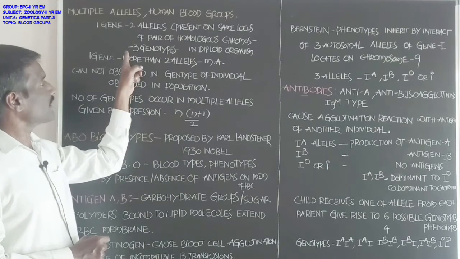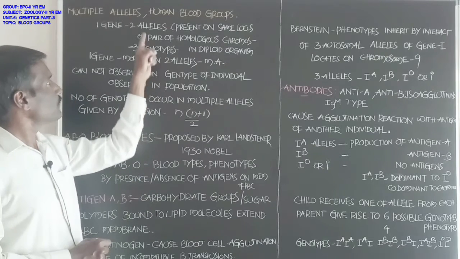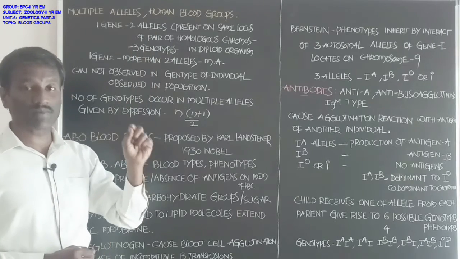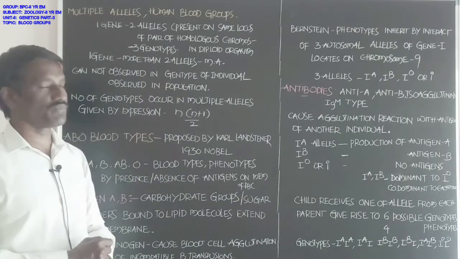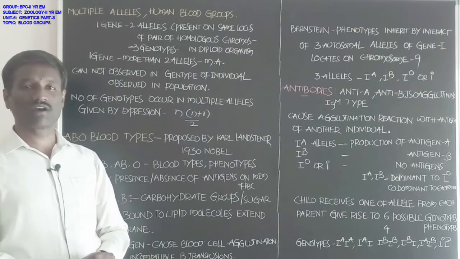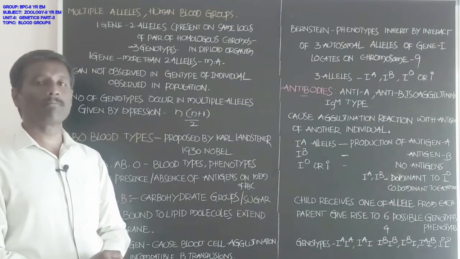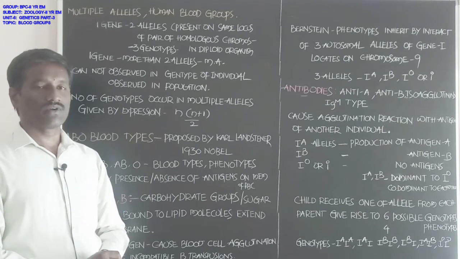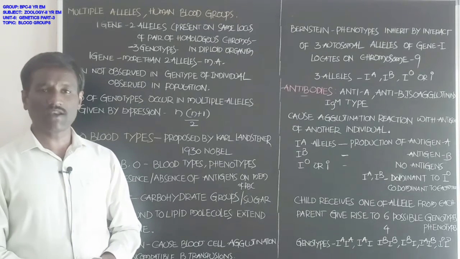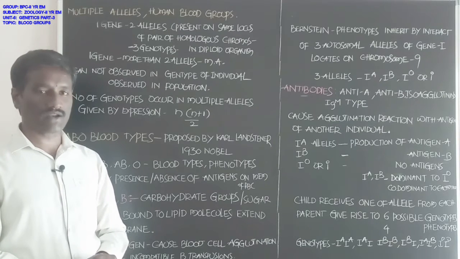That gives three genotypes. Because of the presence of the two alleles, three genotypes appear in diploid organisms. Diploid organisms means the cells are diploid, having two sets of chromosomes in the cell. If you observe the karyotype of this cell, karyotype means the chromosome complement of the cell.